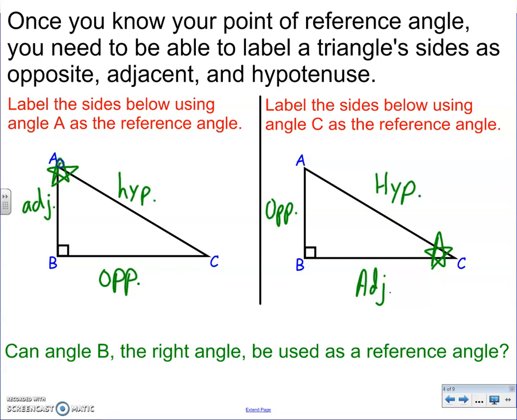All right, so at the bottom, it says, can angle B, the right angle, be used as a reference angle? So in the previous slide, I said you cannot use a 90-degree angle. The reason or question is why. If you put a star, the reference angle at B at the 90-degree angle, the opposite side and the hypotenuse would be the exact same thing. We also wouldn't be able to figure out which side is adjacent because there'd be two sides next to the angle that's not 90. So it won't work.